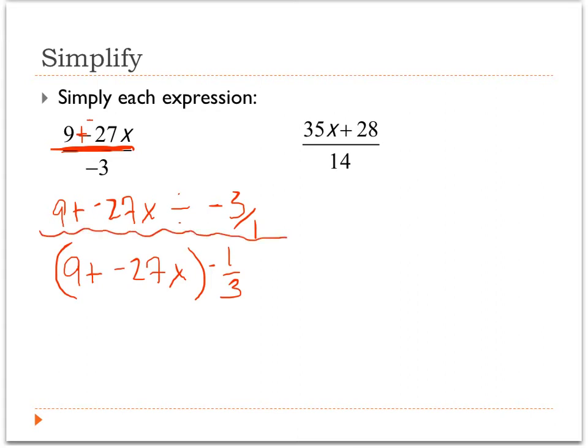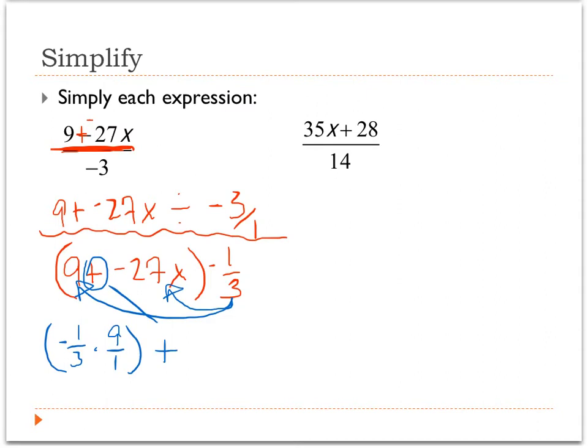Now, back in 6th grade, you were first introduced to what's called the distributive property, and you learned even more of it in 7th grade. So to simplify this particular expression, I can distribute. I can distribute the negative 1/3, multiplying it times negative 27x, and also distributing it over the 9 and multiplying it by 9. So I'm going to take negative 1/3 and multiply it times 9, or 9 over 1. And then because I have plus in here, I'm going to add it to negative 27x over 1 multiplied times negative 1/3.